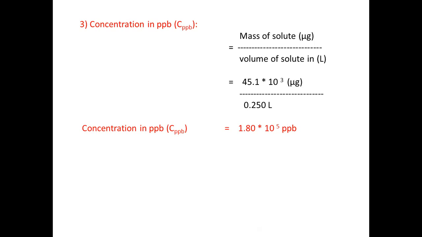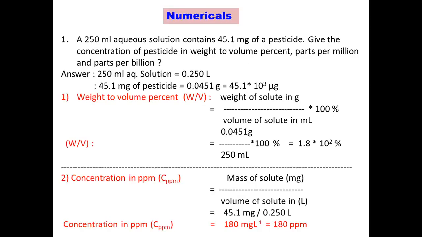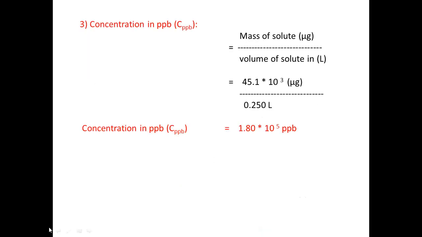So these are simple conversion formulas. With the help of these, we can calculate the concentration in parts per billion, concentration in parts per million, as well as the percent solution. You have to remember these formulas. Weight of solute in gram divided by volume gives the percent solution for weight by volume. This is a ppm solution: mass of solute in milligram divided by volume of solution. And for ppb, it is converted into the microgram quantity divided by volume of solution.